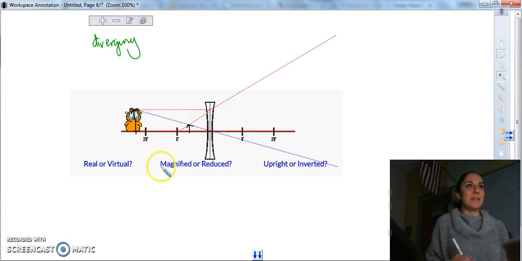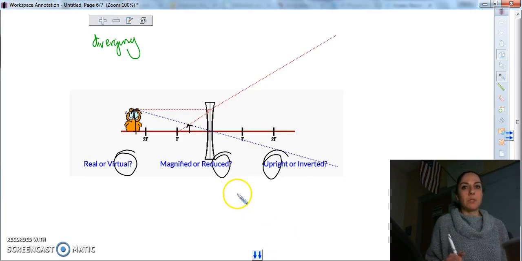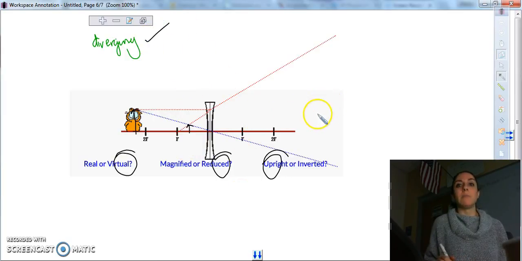But what you can see is that this is on the same side of the object. It's not on the opposite side. So this makes it virtual because it's in front of the lens. You can see it's definitely reduced because it's smaller than the original. And then you can see that this is upright. Now this will always be true for all diverging lenses, regardless of where it is. So that's why this example is the main example.